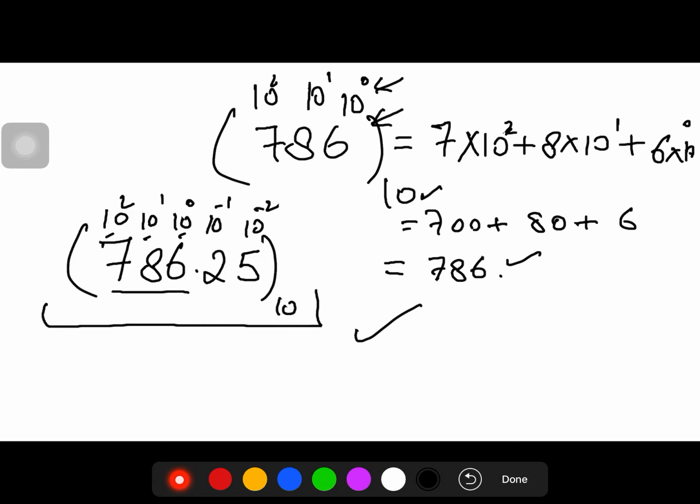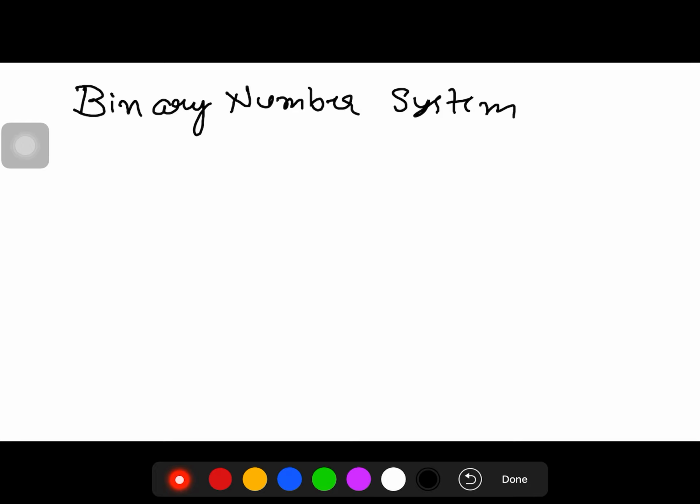We will exploit these concepts to understand other number systems. Now the number systems which are of interest for us are binary number system, octal number system, and hexadecimal number system.